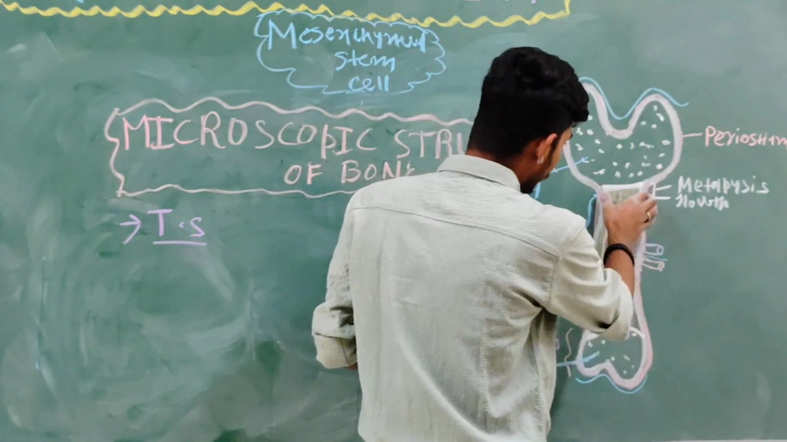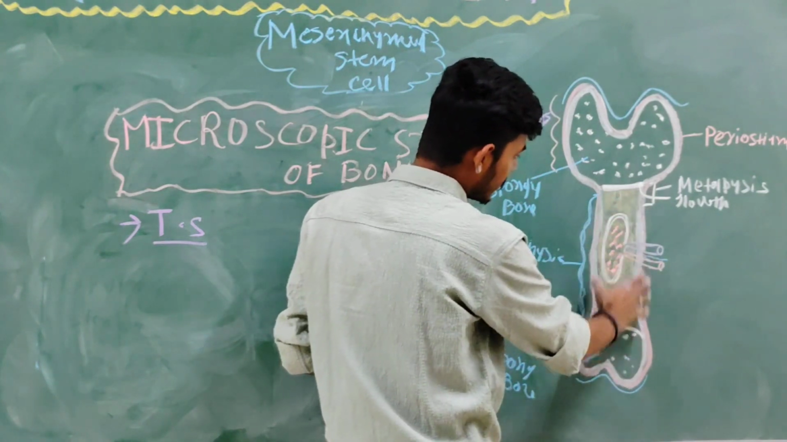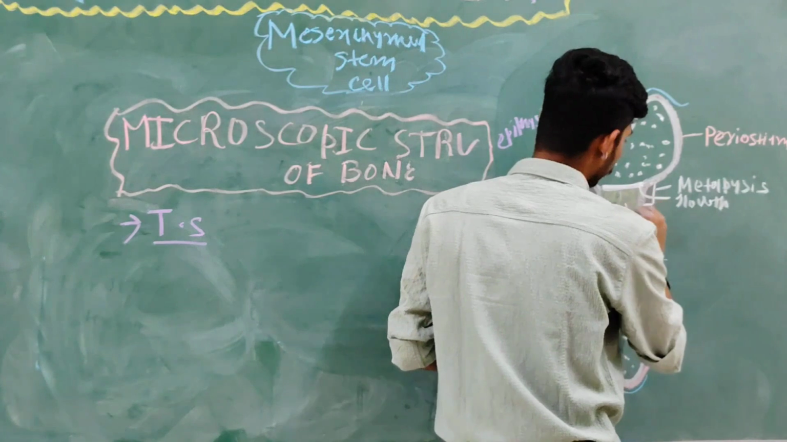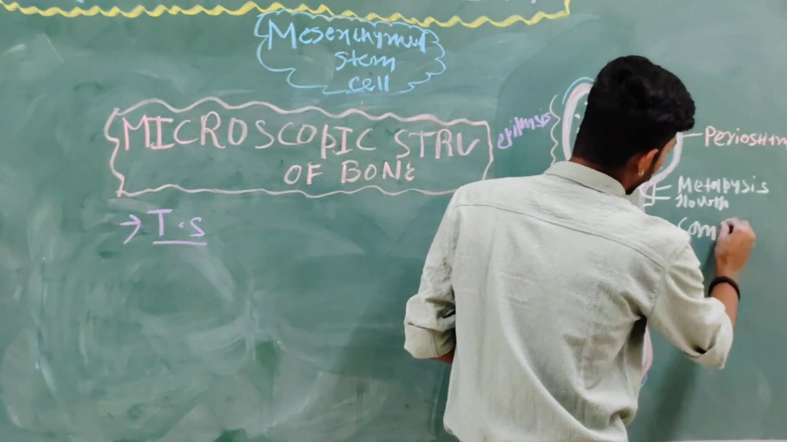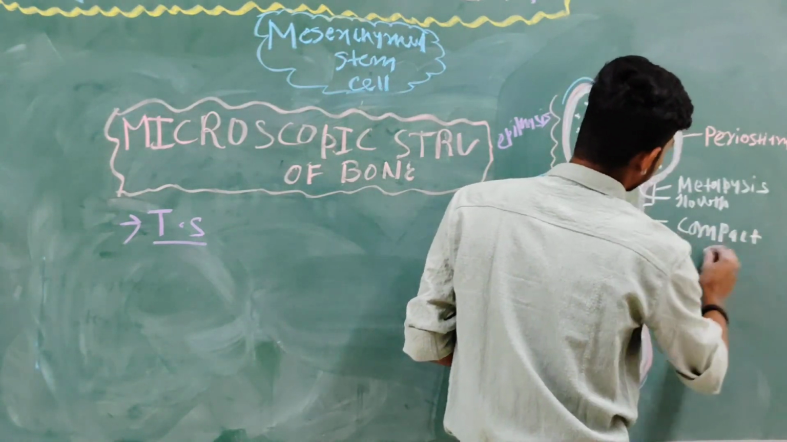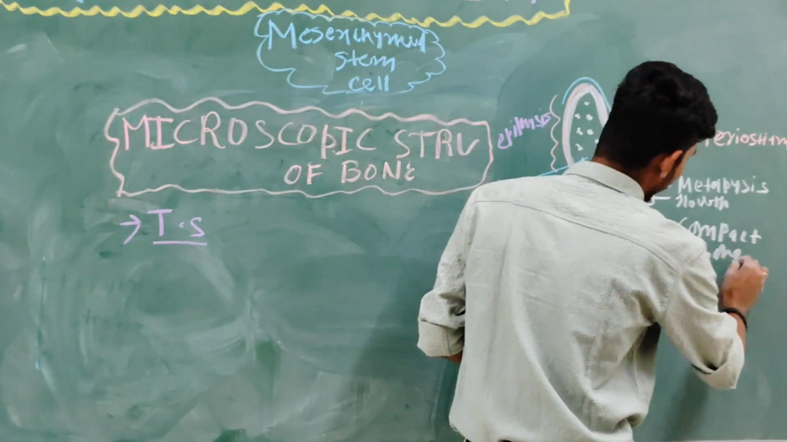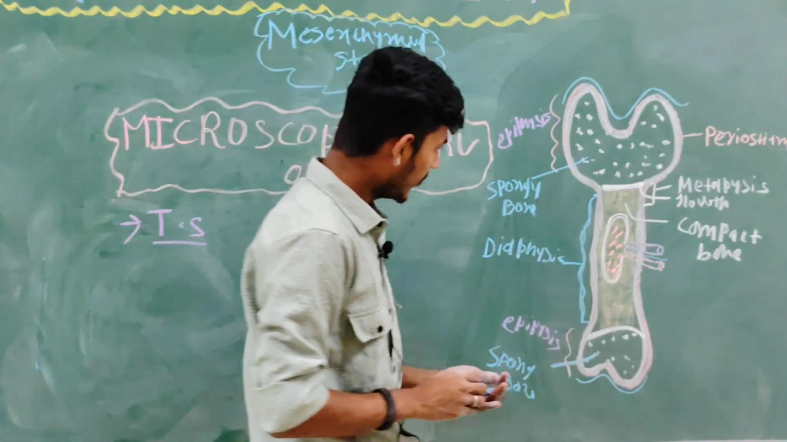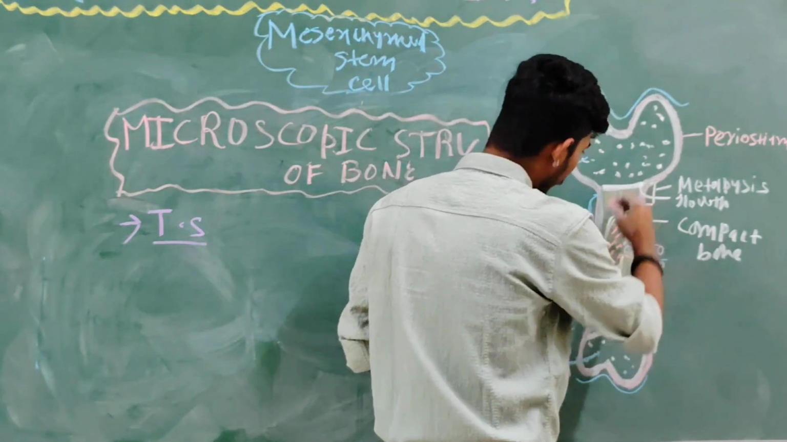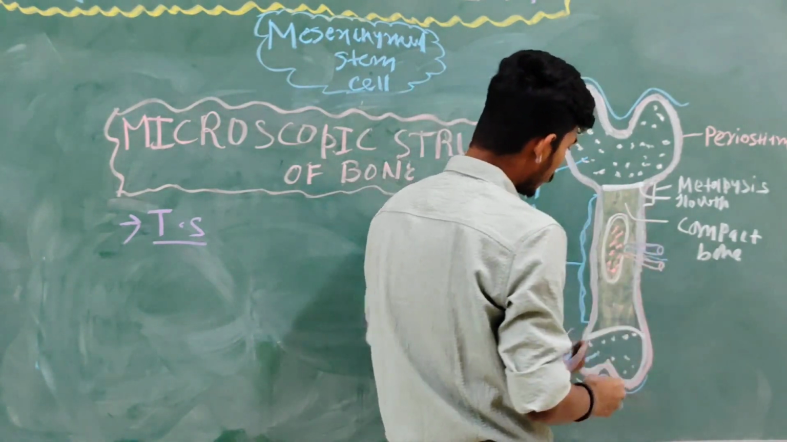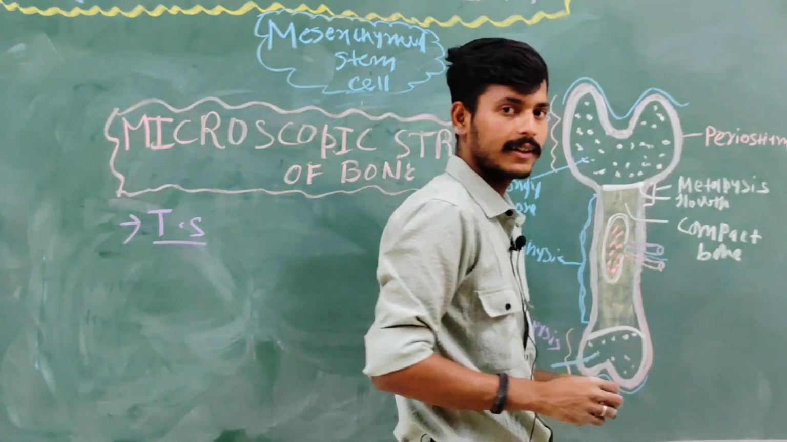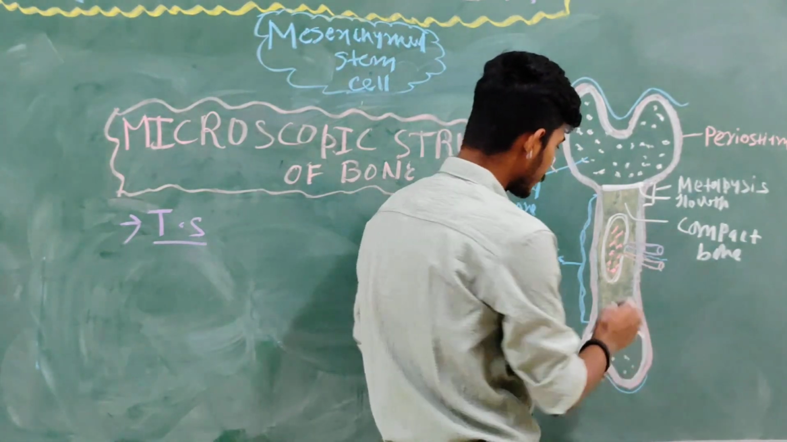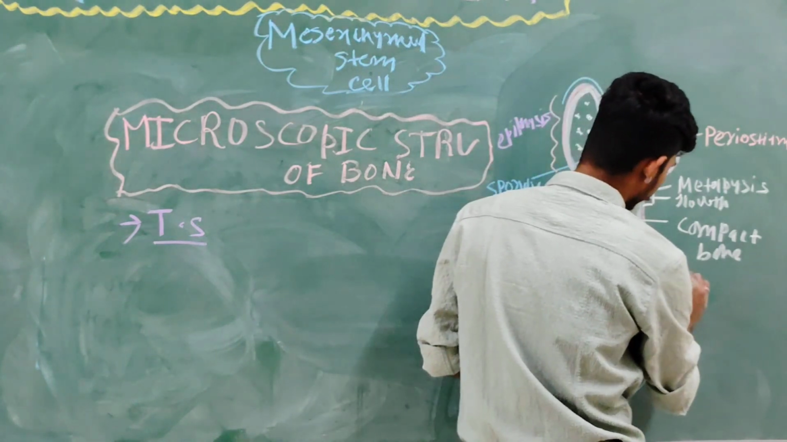Now come to this area. As you are seeing, it's dense. This part of the bone is called compact bone, because here the matrix is dense. Then in this compact area there will be a presence of one cavity. This cavity is called the medullary cavity.